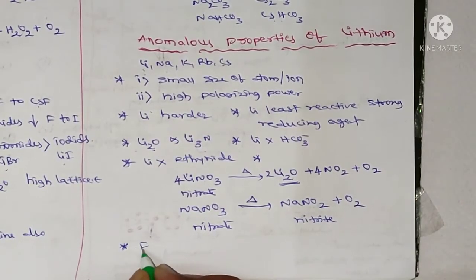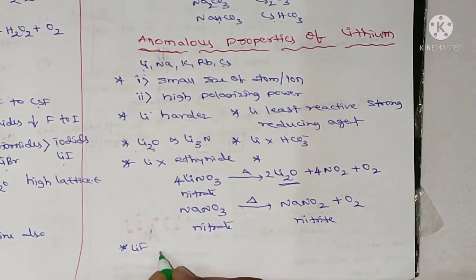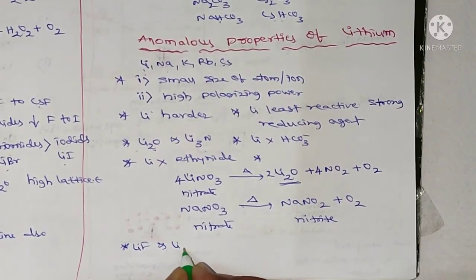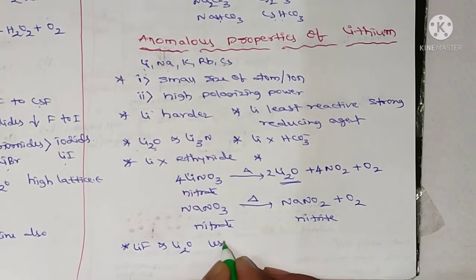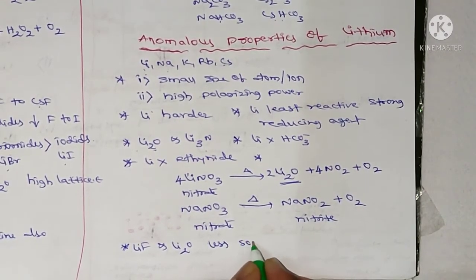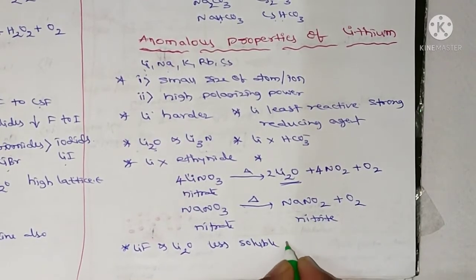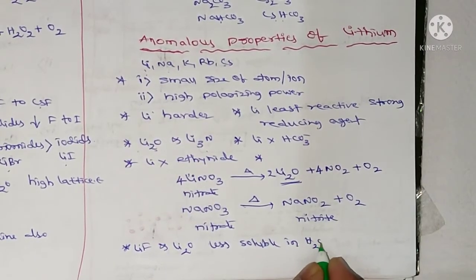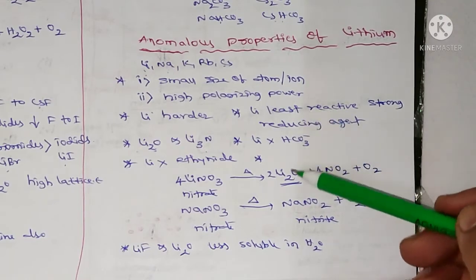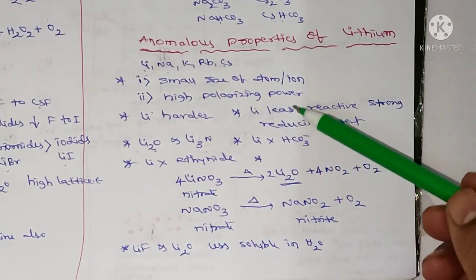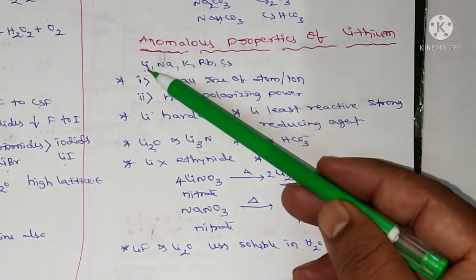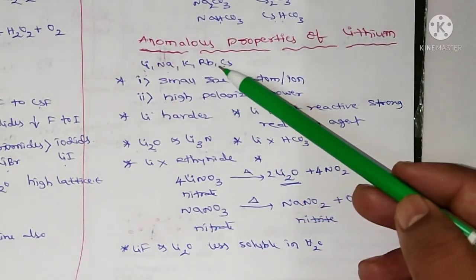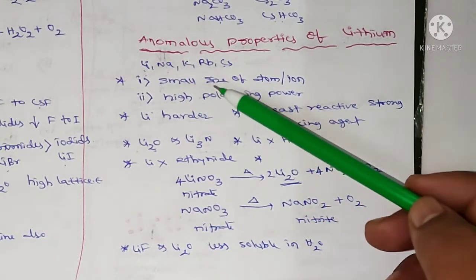And lithium fluoride and lithium monoxide are much less soluble in water. So these are the anomalous behavior of lithium, means different properties of lithium than the remaining metals which belong to the same group.